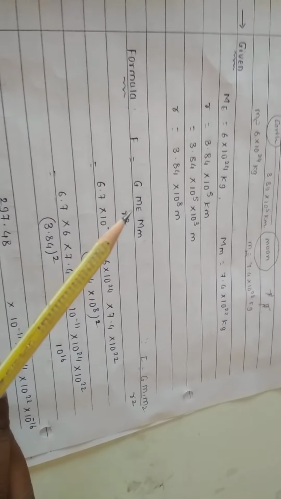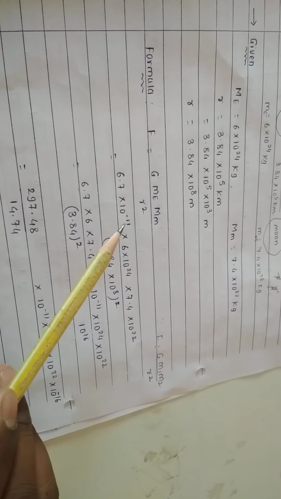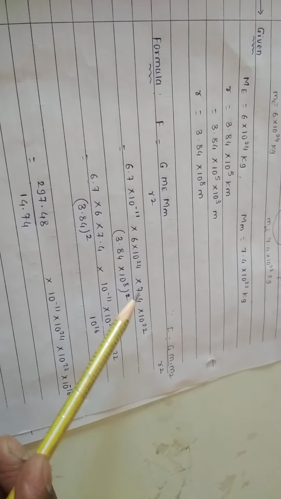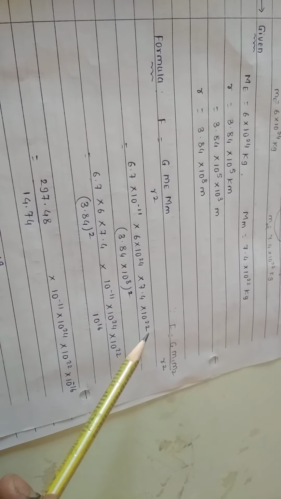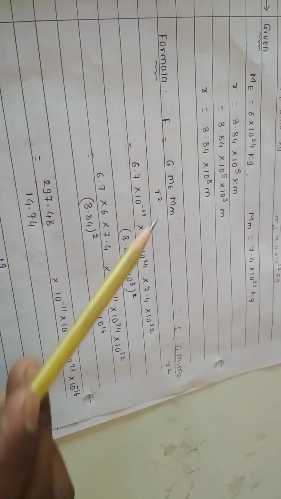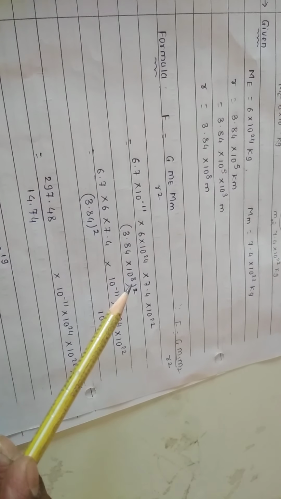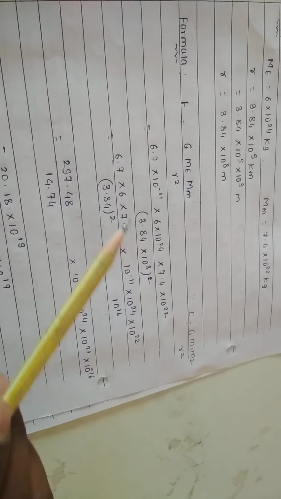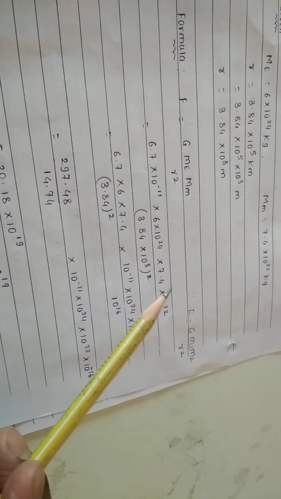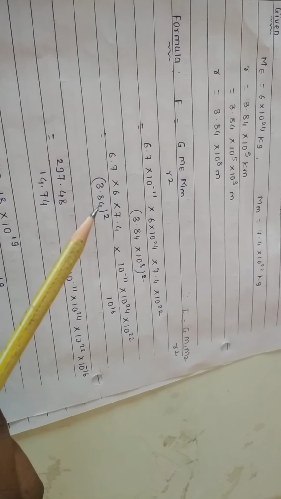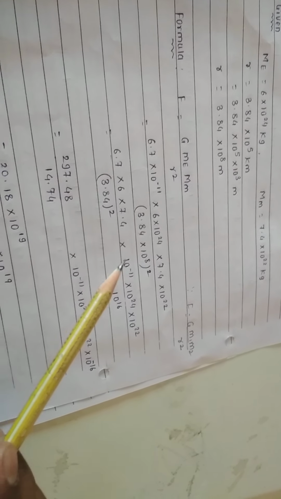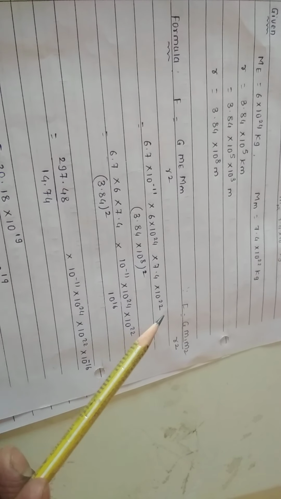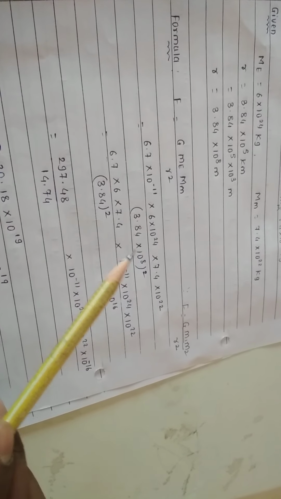Therefore the value of G is 6.7 into 10 raised to minus 11. Mass of the Earth is 6 into 10 raised to 24. Mass of the Moon is 7.4 into 10 raised to 22. Divided by R square, R is 3.84 into 10 raised to 8, square. So first we separate this 10 raised to term. So 6.7 into 6 into 7.4 divided by 3.84 square into 10 raised to 11 into 10 raised to 24 into 10 raised to 22 divided by 10 raised to 16.